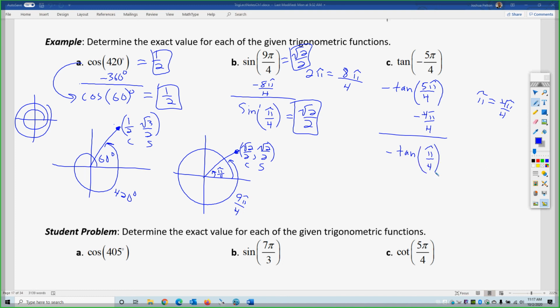Okay. So we just did pi over 4 a second ago. That's right here. Okay. So if I think about it, tangent is sine over cosine. So root 2 over 2 over root 2 over 2 is sine over cosine. Well, anything over itself is 1, right? So that's a 1. So that's a negative 1 as an answer. So this is negative 1 as an answer, which means this is also negative 1 as an answer. Okay? All right, pause the video. Try the student problems for yourself.